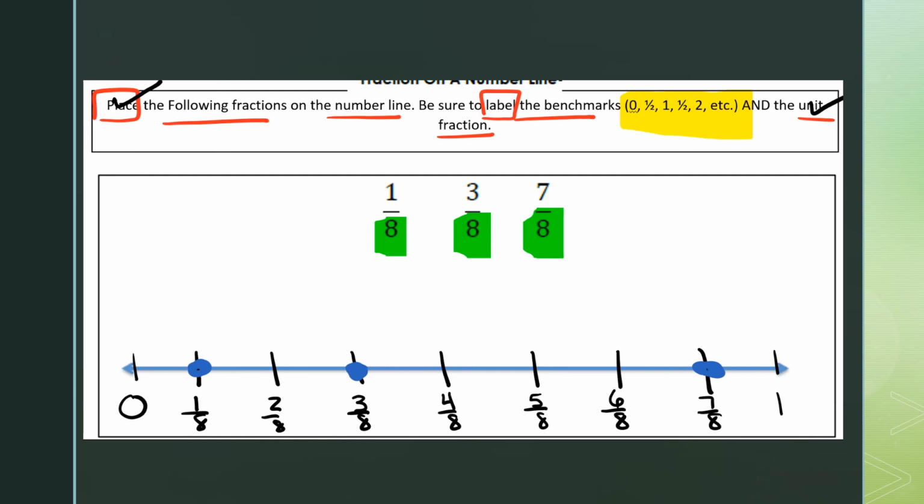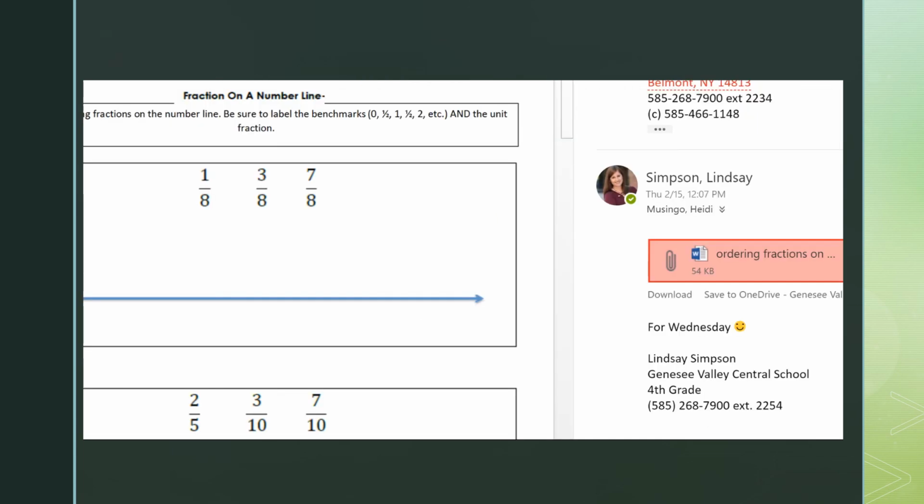I do need to put my 1/2, however. So if we're working in 8s, half of 8 is 4. So 1/2 would be equivalent to 4/8. I've done all my action words, and so I'm done with this problem.